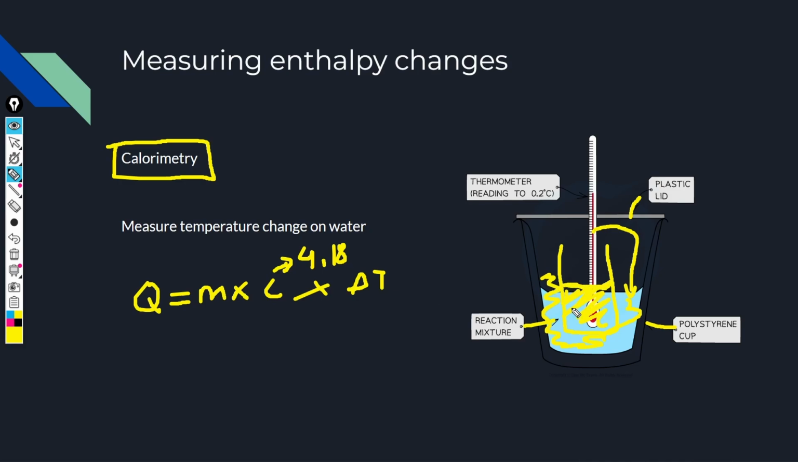So if we do this reaction and we can measure the change in the temperature of the water, we can then find the amount of energy that was released by this mixture, or the amount taken in by the mixture, and we can just find the per mole enthalpy by just finding the moles of the product.